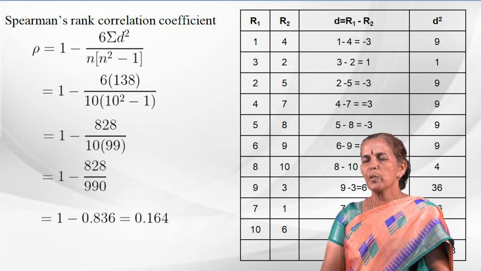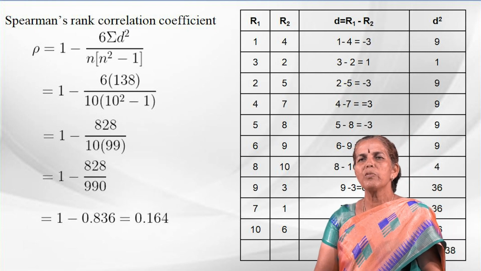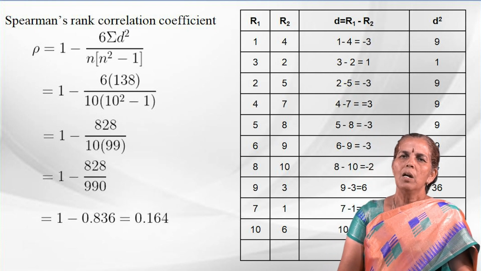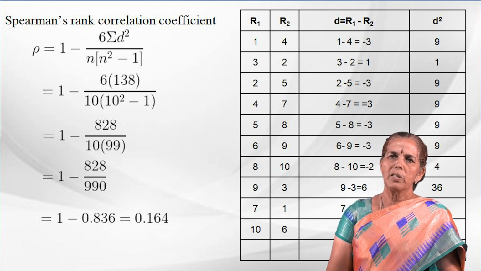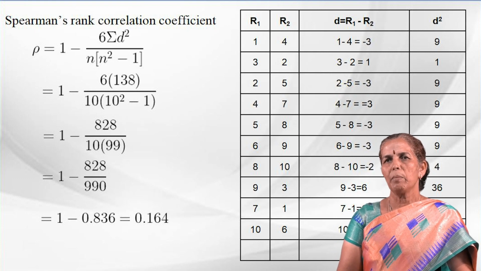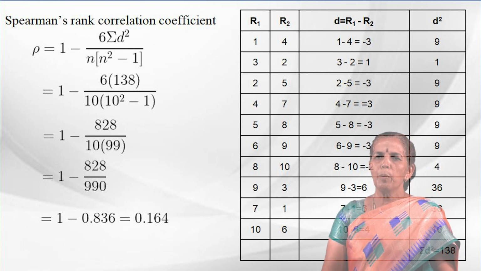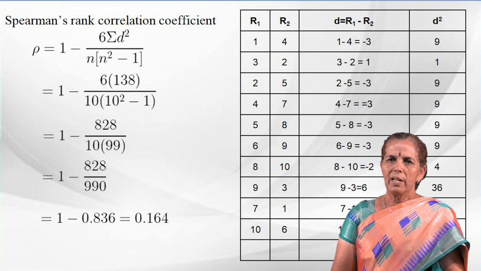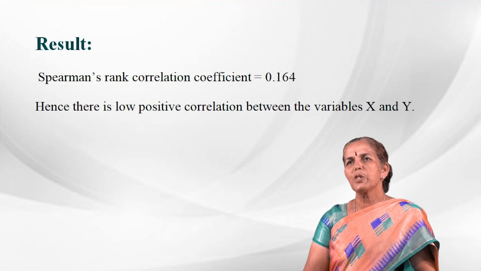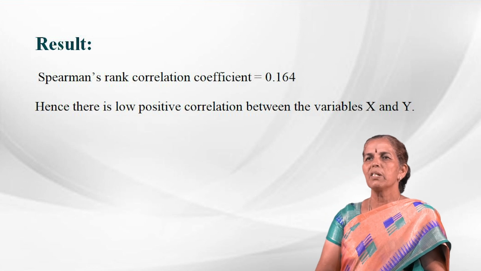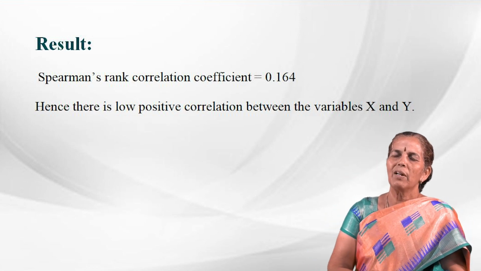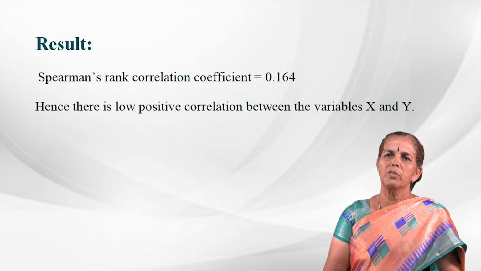We need summation d squared, which we got as 138. Now we substitute this value in the formula: rho equals 1 minus 6 into summation d squared divided by n into n squared minus 1. So 1 minus 6 into 138, with n equal to 10, so 10 into 10 squared minus 1. After simplification we got 0.164. Hence the result is a low positive correlation between the variables x and y, because the value is 0.1, therefore we say low positive correlation.